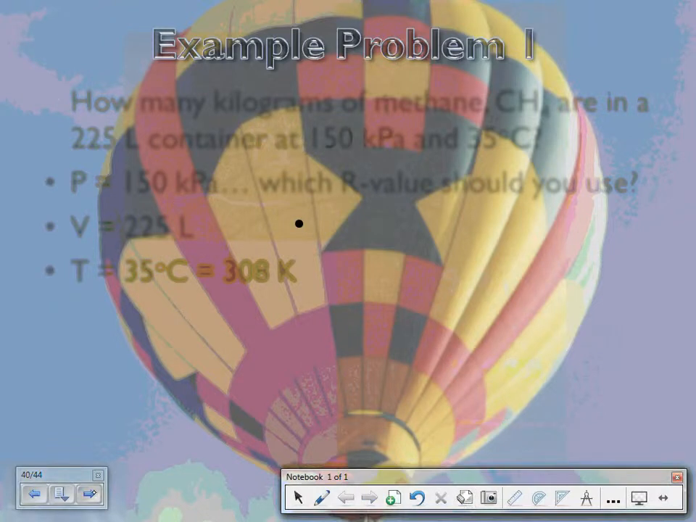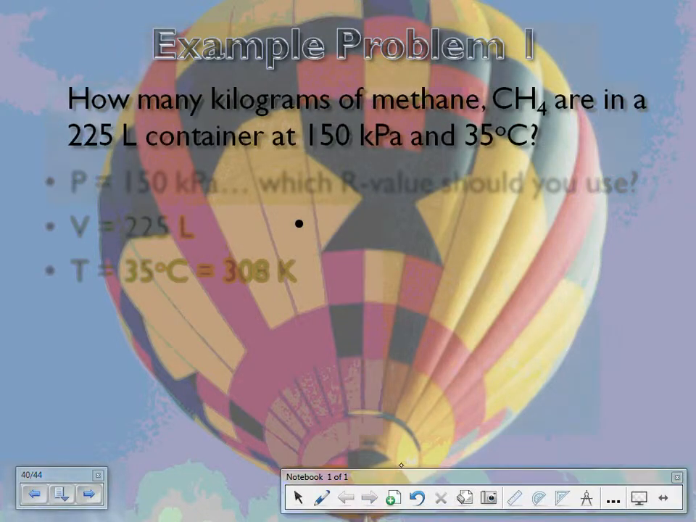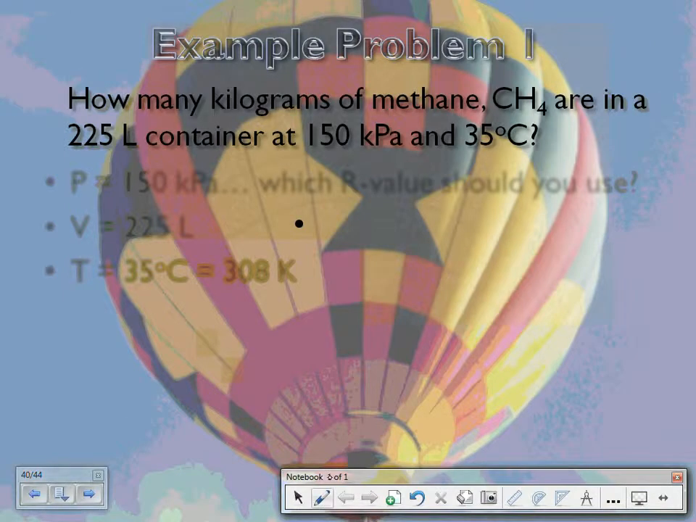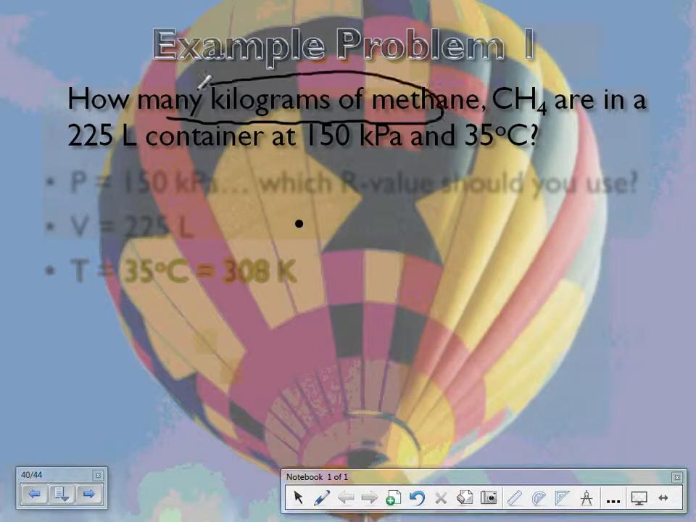Let's do an example because the easiest way, I think, to learn something is to just do it. All right, so here we've got, oh, this is a hard question. How many kilograms of methane are in a 225-liter container at a pressure of 150 kilopascals and 35 degrees Celsius?